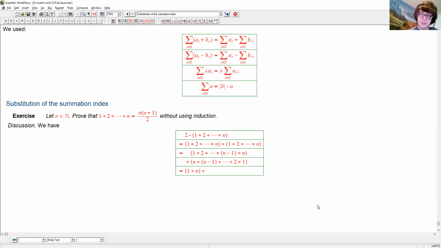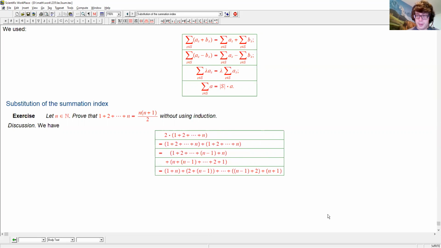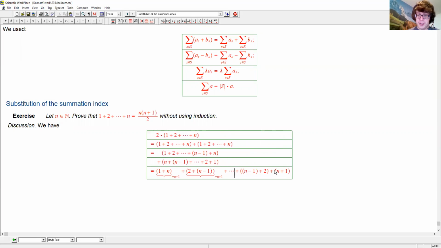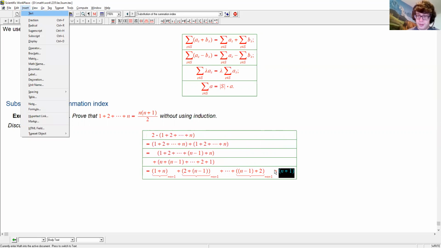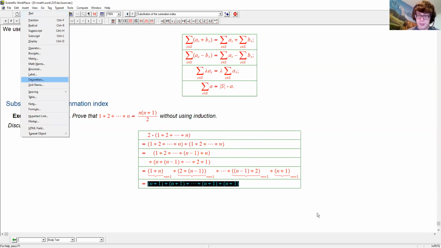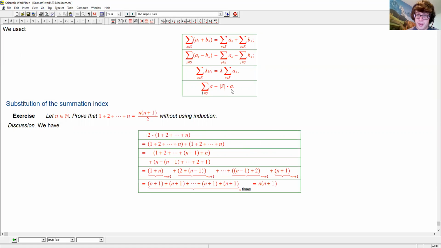So 1 plus n is the first pair. The next pair is 2 and n minus 1, and so on. The second to last pair is n minus 1 plus 2, and the last one is n plus 1. And if you look at these pairs, you will see that they all have the same sum, which is n plus 1. And so you just get a sum of n plus 1s. How many? Well, there are n pairs because there are n addends here. So n times n plus 1. And this is n times n plus 1 by this rule. And so dividing by 2, we get exactly this formula.